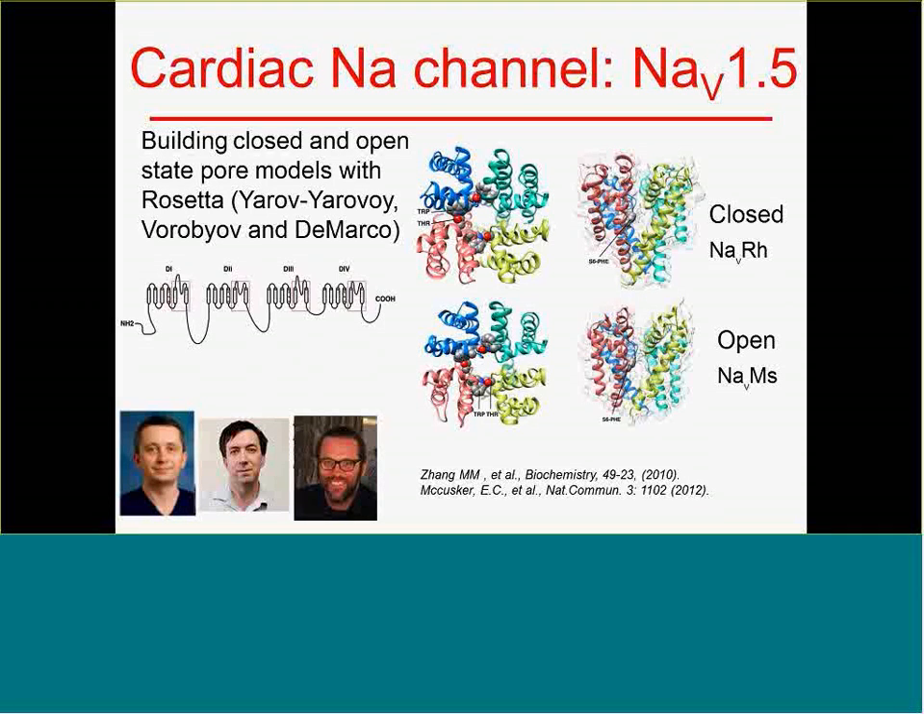and to build models of ion channels in distinct conformational states. This shows a closed NaV1.5 channel homology model based on NaVRh and an open model based on the structure of NaVMs. Now, more recently, and this has been an ongoing issue for us, we get the models and we're ready to go, we're running our molecular dynamics, and then a publication comes out with a new and better model. That's happened with the voltage-gated mammalian calcium channel, and more recently, the cockroach voltage-gated sodium channel structure has been published.